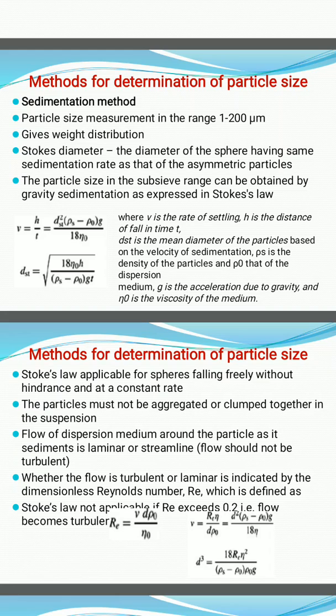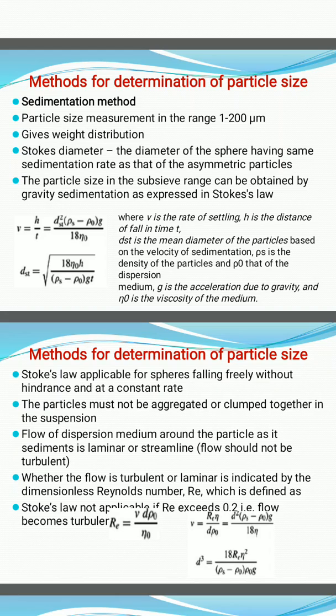The diameter which is obtained by the sedimentation method is known as the Stokes diameter, which can be defined as the diameter of the sphere having the same sedimentation rate as that of the asymmetric particle. The meaning is that the spherical particle and the asymmetric particle both will have the same sedimentation rate. So that is known as the Stokes diameter.